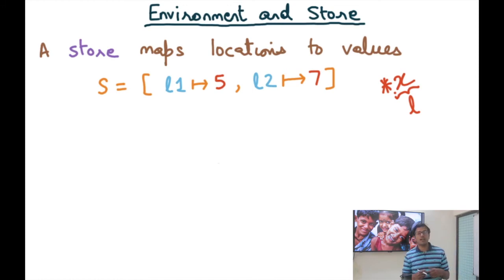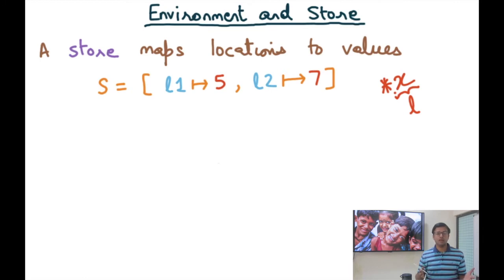So star x is not really a variable name. X is a variable name, but star x is not. The memory state is more than just the variable names. It is a lot of other things, for example, through dereferencing or through aliasing. Two or more expressions may refer to the same location. For example, star x and y may refer to the same location.